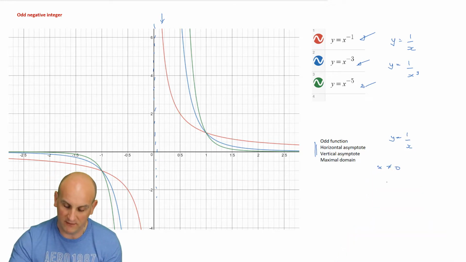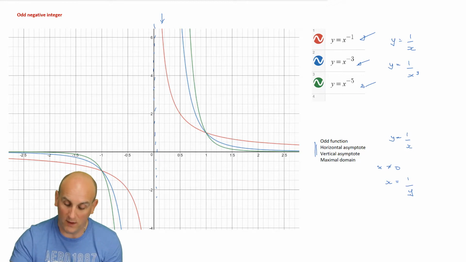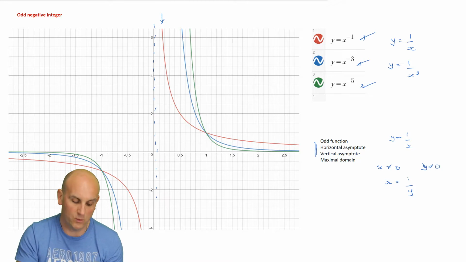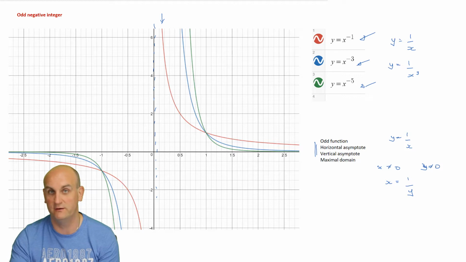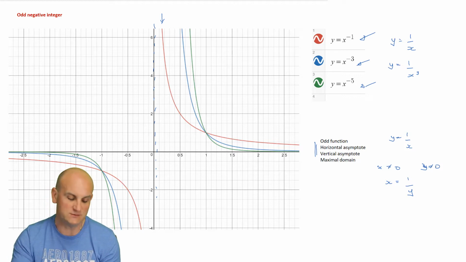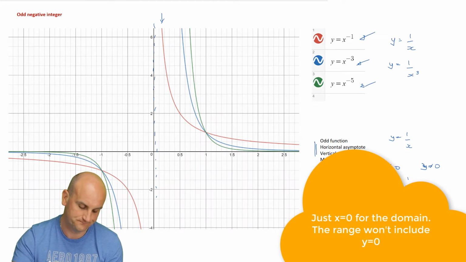But what about the other way around? If I rearrange this equation and have x is equal to 1 on y, then we also see that y can't be 0 as well, because 1 divided by 0 can't happen. So y cannot equal 0. And so the line y equals 0 happens to be the x-axis as well. So there are those two asymptotes and the reasons why. All right, the maximal domain of that is basically all real values except x equals 0 and y equals 0.